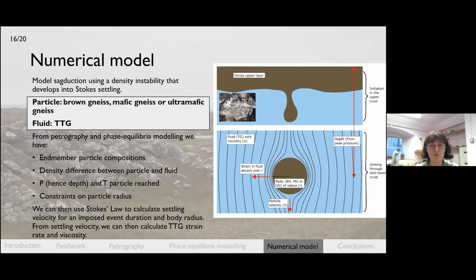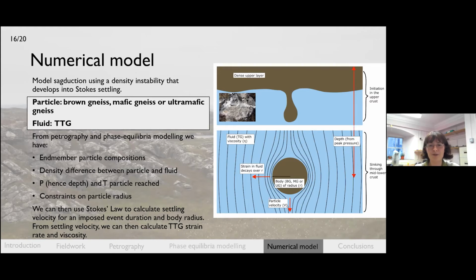So having obtained a viscosity for the fluid from Stokes settling, we can then use mineral flow laws to explore what temperature is required to give this required fluid TTG viscosity. From our phase equilibria modeling, we know the TTGs are predominantly feldspar and quartz at peak conditions. So our fluid behavior is controlled by the feldspar and quartz flow laws. And from our fieldwork, petrography, and phase equilibria modeling, as we just went through, we know the depth the particle reached and the maximum temperature it experienced.